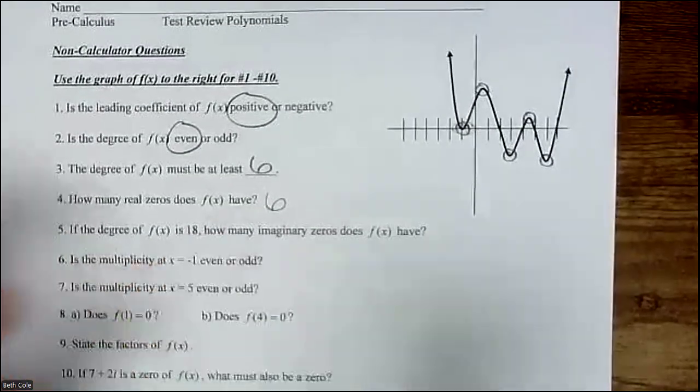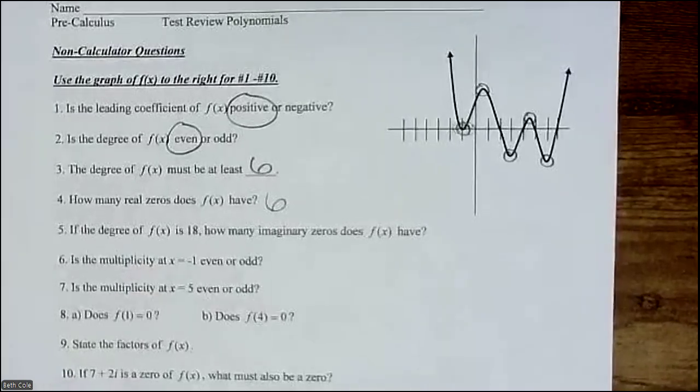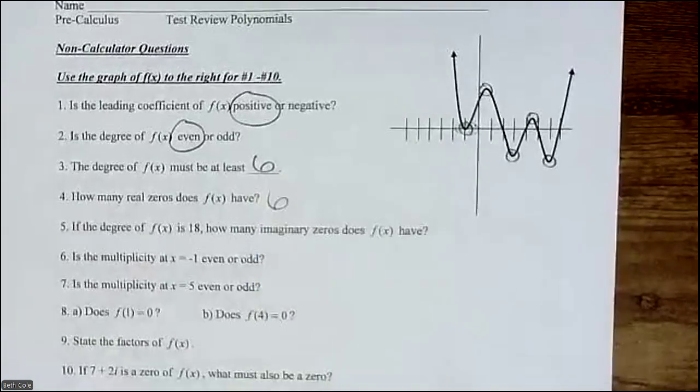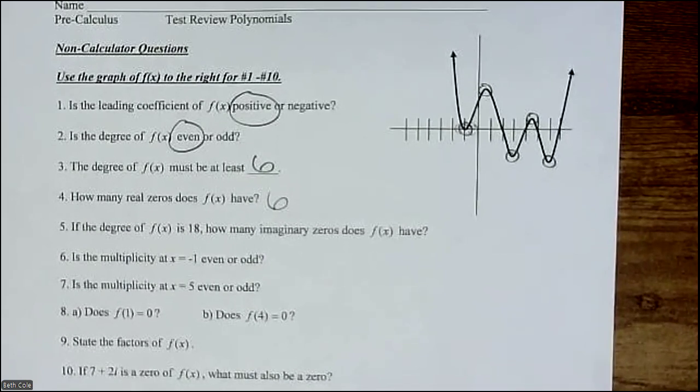Now, if the degree is... oh, wait, go ahead. 5 turns, and then you add 1. But the degree could be more than that. We're saying it's at least 6. So it could be 6 or 8 or 10 or 12 or 100. We're saying it's at least 6. No, for the zeros, you're just counting how many times it touches the x-axis.